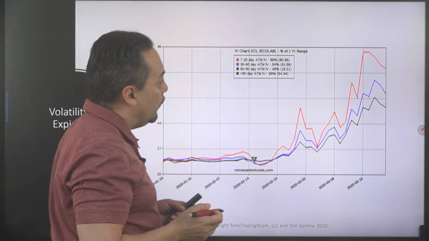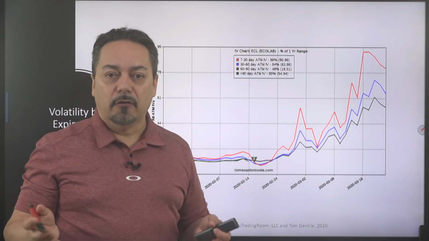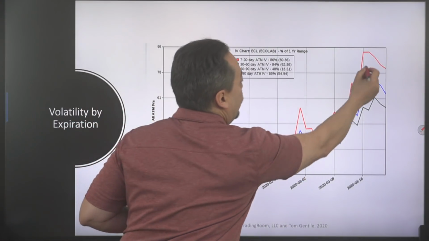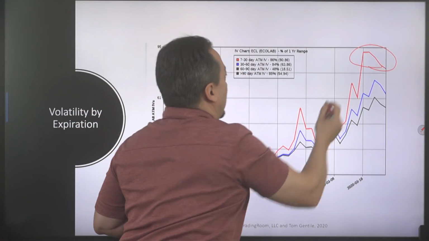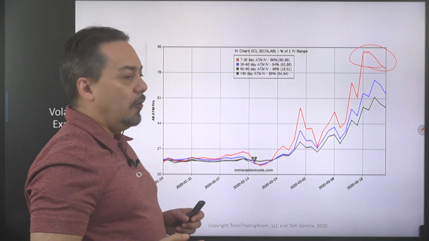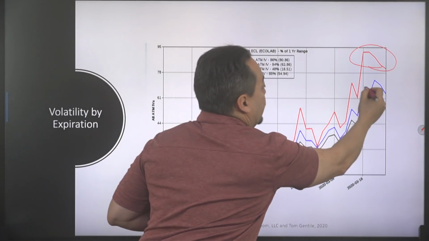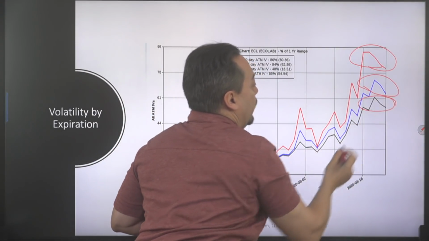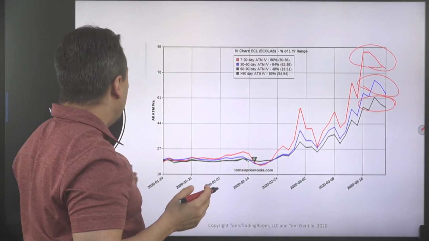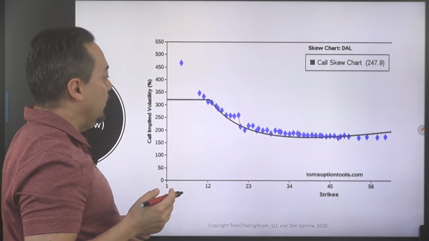What I've noticed, and any good options trader can see this too, is that the short-term options, the ones that expire between 7 and 30 days, are much more expensive in volatility than the 60-day options and the 90-day options, all right? And then finally, I want to show you the third chart, which is volatility by skew.